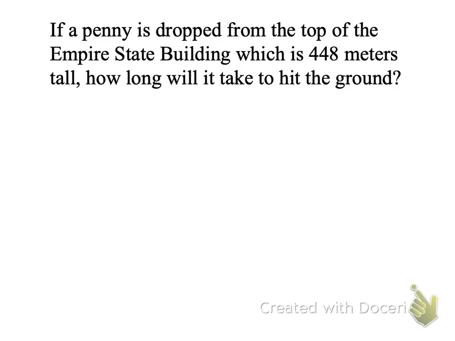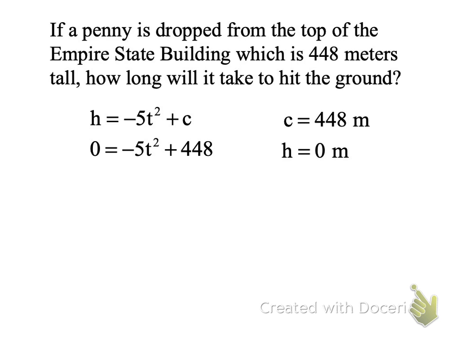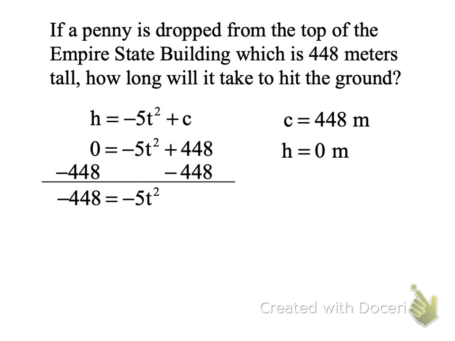So I'm using that formula, and I'm going to substitute in: C is 448, H is 0. And then I can factor it. We can subtract 448 from both sides, and then we can divide by -5. I know it's not going to come out even, but we end up with 89. Please, you're taking notes now. We end up with 89.6.